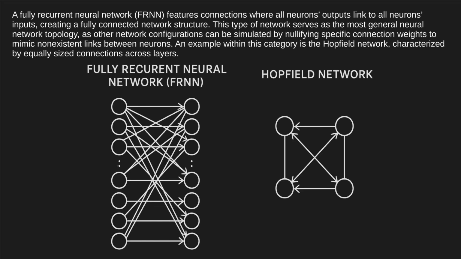A fully recurrent neural network, FRNN, features connections where all neurons' outputs link to all neurons' inputs, creating a fully connected network structure. This type of network serves as the most general neural network topology, as other network configurations can be simulated by nullifying specific connection weights to mimic non-existent links between neurons. An example within this category is the Hopfield network, characterized by equally sized connections across layers.